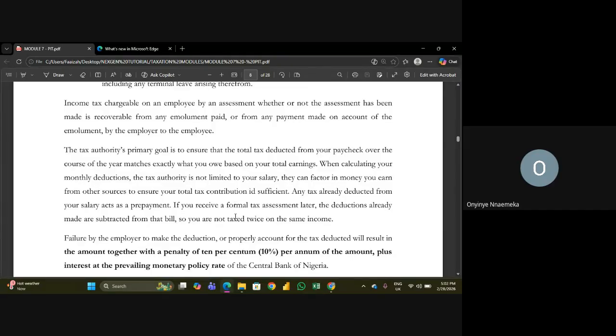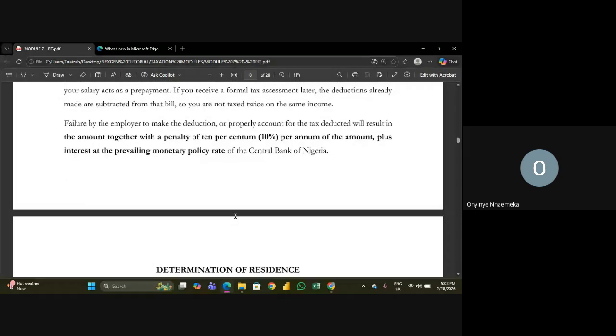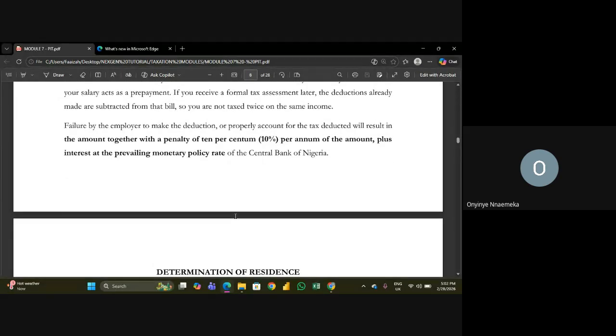Failure by the employer to make the deduction or properly account for the tax deducted will result in the amount, that is the amount that you are supposed to deduct, or the one that you deduct and you did not go and pay, together with a penalty of 10% per annum, 10% of the amount that you refuse to pay, plus interest at the prevailing rates or at the prevailing monetary policy rate of the CBN.